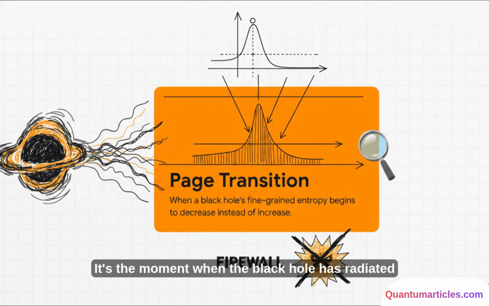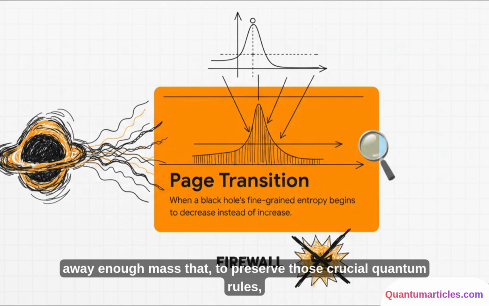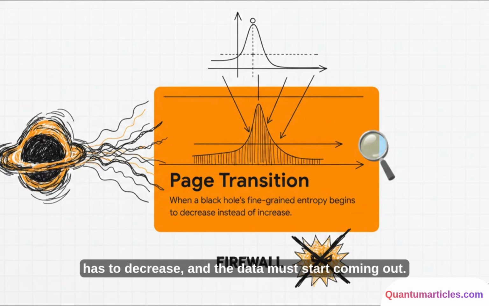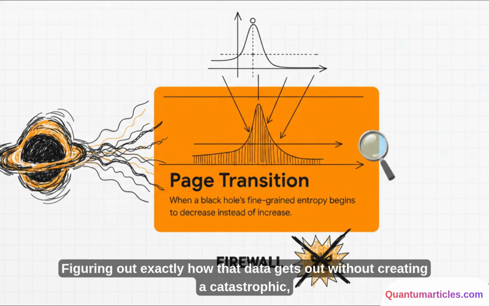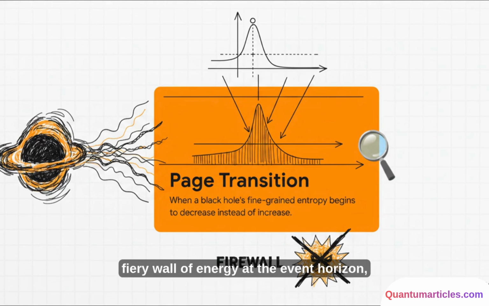It's the moment when the black hole has radiated away enough mass that, to preserve those crucial quantum rules, the outgoing radiation actually has to start becoming purified. The entropy has to decrease, and the data must start coming out. But for years, physicists were totally stuck on this. Figuring out exactly how that data gets out without creating a catastrophic, fiery wall of energy at the event horizon, what they call a firewall, seemed absolutely impossible.